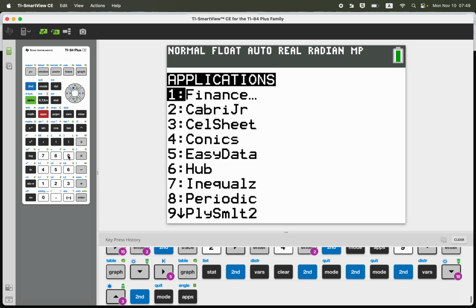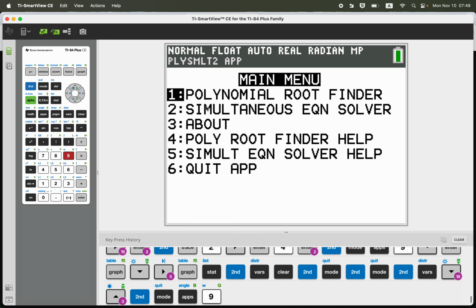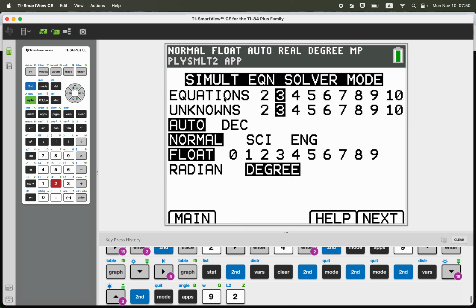So I'm going to push button 9. This has a bunch of options, but the one that we want is the simultaneous equation solver. We have 3 different equations that we want to solve. They're part of a system, so I'm going to choose option 2. Now here's where we can input the different information that we have in this system. So we've got 3 equations, 3 unknowns. That's good.